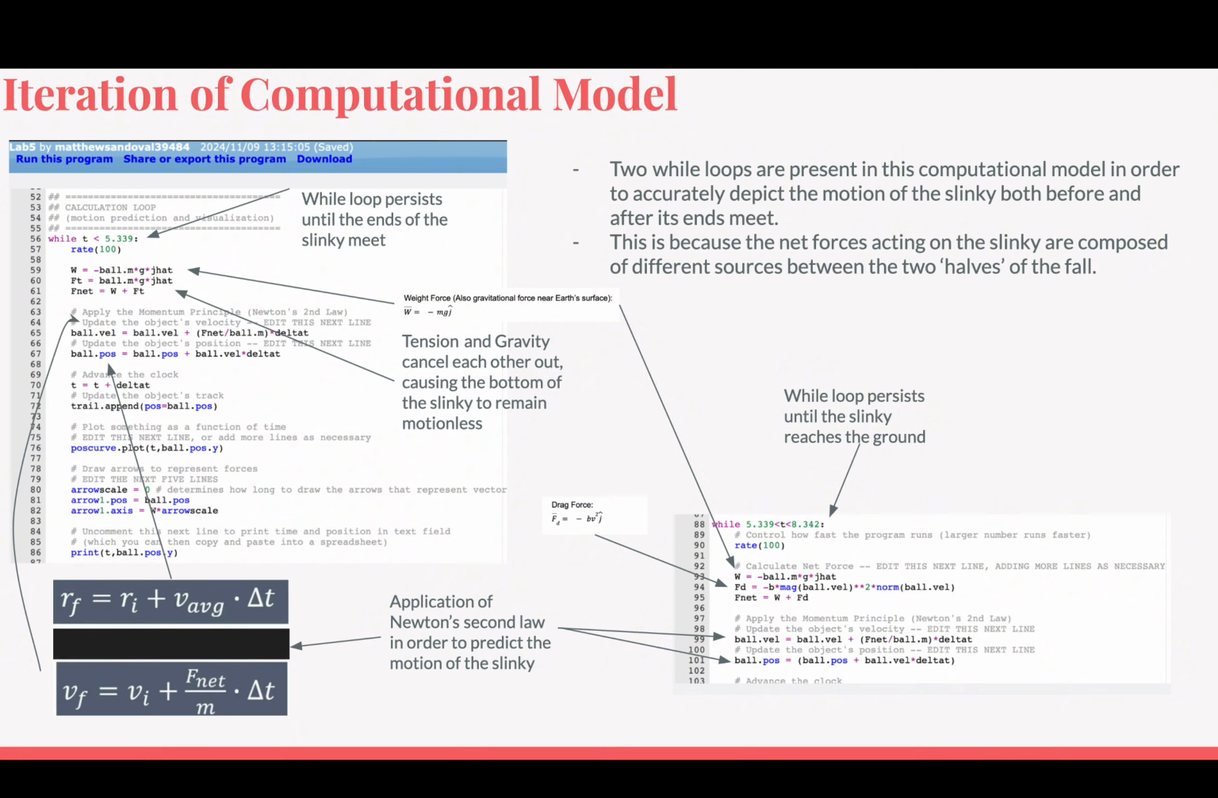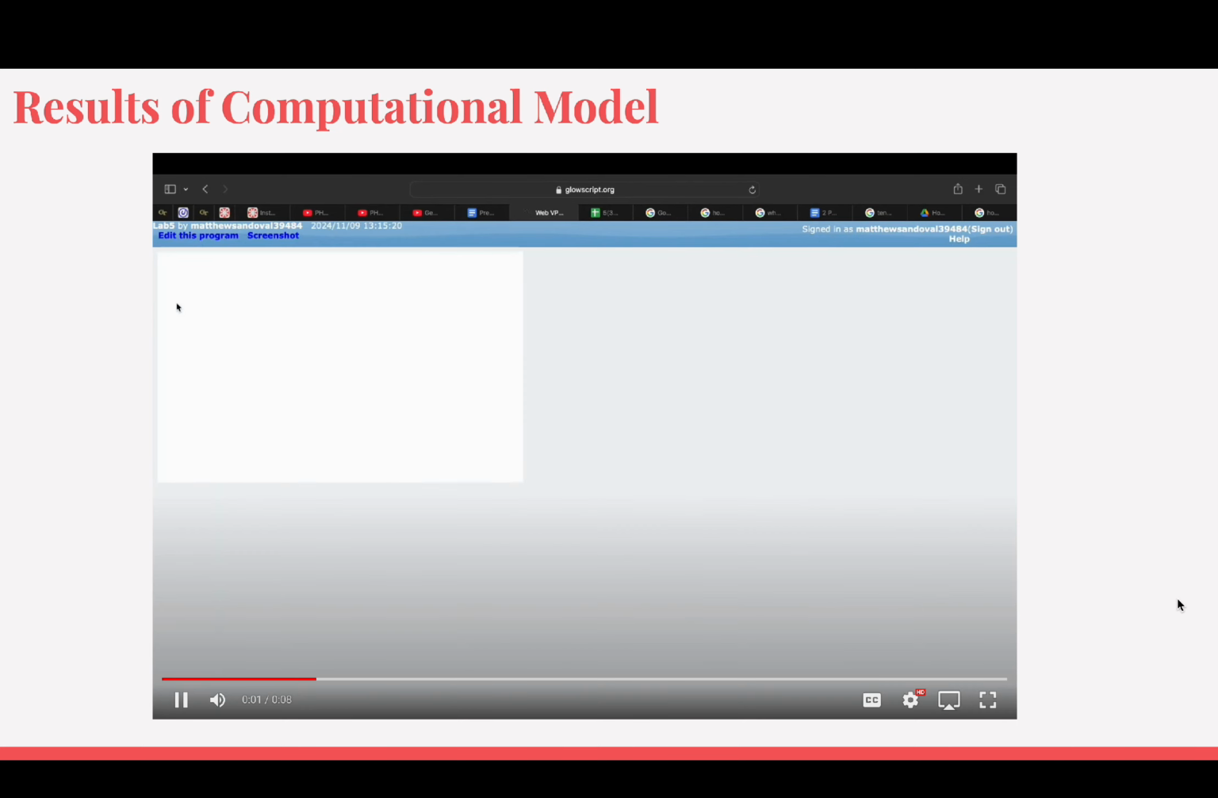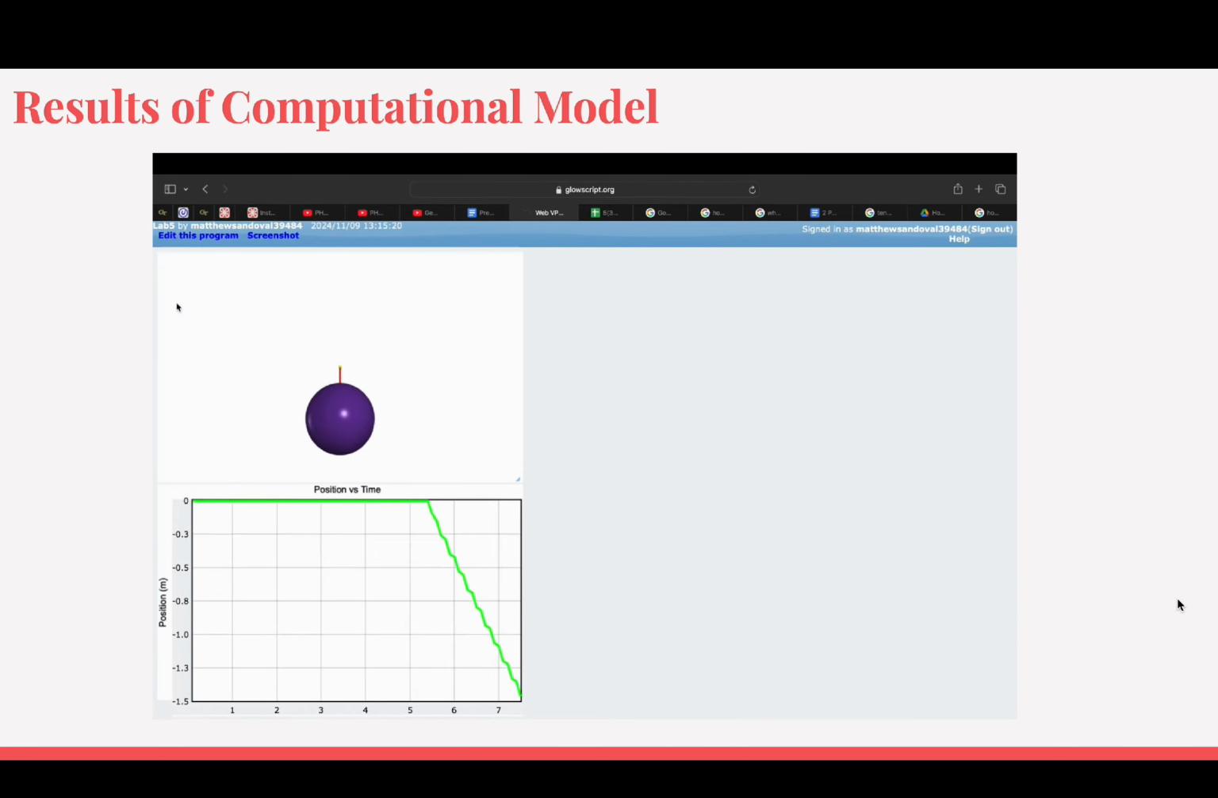The second half of the fall and the second while loop are shown to the right. This while loop persists until the slinky touches the ground. The F-net was calculated a bit differently here, as I had to include the weight force and the drag force in the F-net equation. The slinky was no longer in static equilibrium, so the force of tension and the force of gravity didn't cancel each other out. And I again applied Newton's second law in order to predict how the slinky would fall. Here's a video showing the results of my computational model.